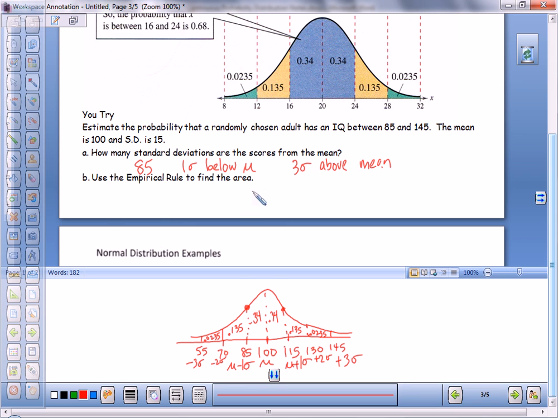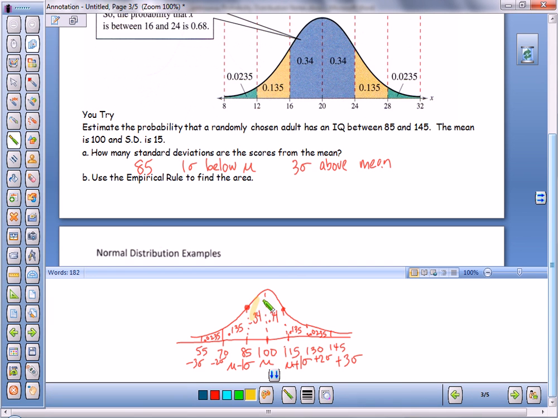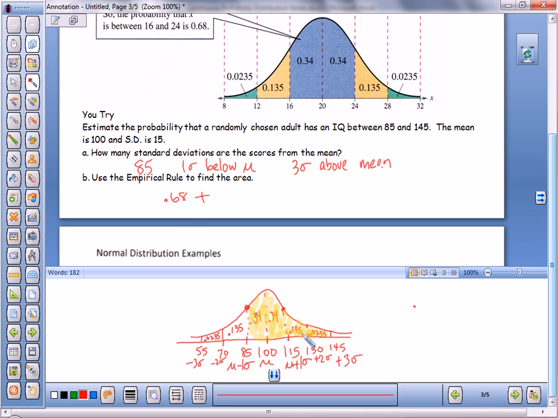To use the empirical rule to find that area, we're going to add up all of these. We want everything from 85 all the way up to 145, so we're just going to add those areas under the curve. So 0.34 and 0.34, well, that's the 68%, that's 1 standard deviation. So we'll do 0.68 plus an additional 0.135 plus the 0.0235.